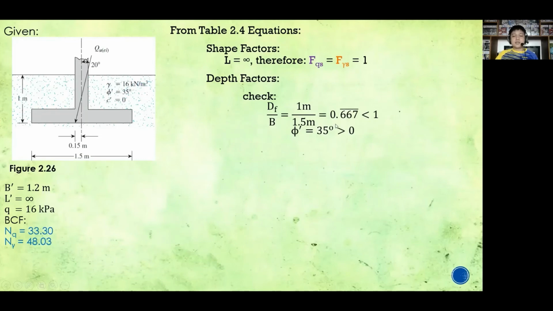The answer is 0.666667, which is less than 1. Under first group of equation, and phi prime is greater than 0, phi prime as 35 degrees.